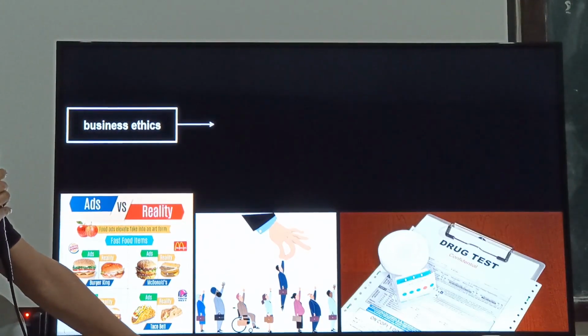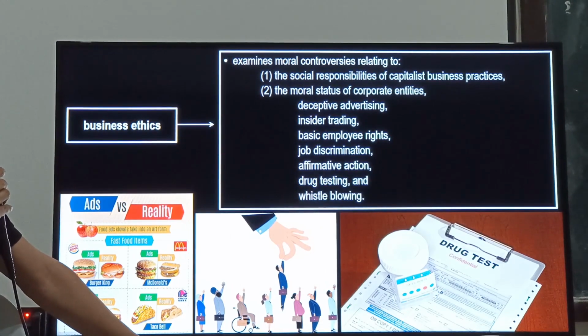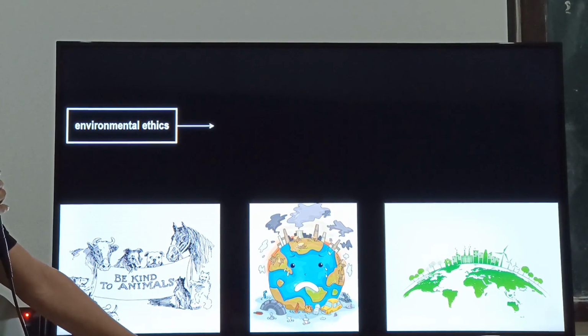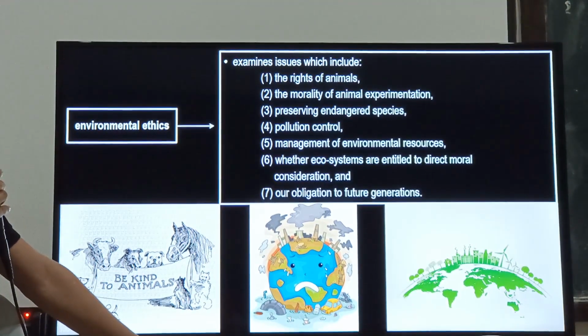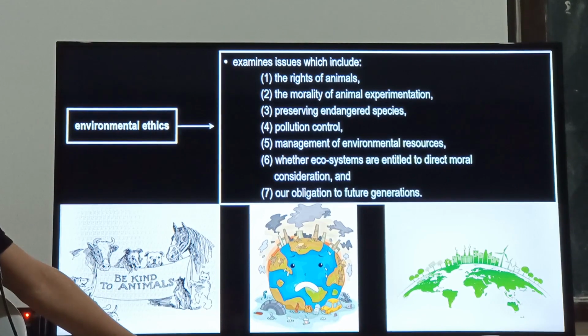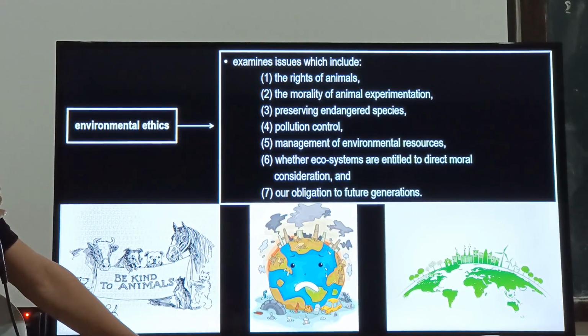Another is business ethics. In business ethics we deal with social responsibilities of capitalist business practices, the moral status of corporate entities, deceptive advertising, insider trading, basic employer rights, job discrimination, affirmative action, drug testing, and whistleblowing. And then in environmental ethics, we examine issues which include rights of animals, the morality of animal experimentation, preserving endangered species, pollution control, management of environmental resources, whether ecosystems are entitled to direct moral consideration, and our obligation to future generations.